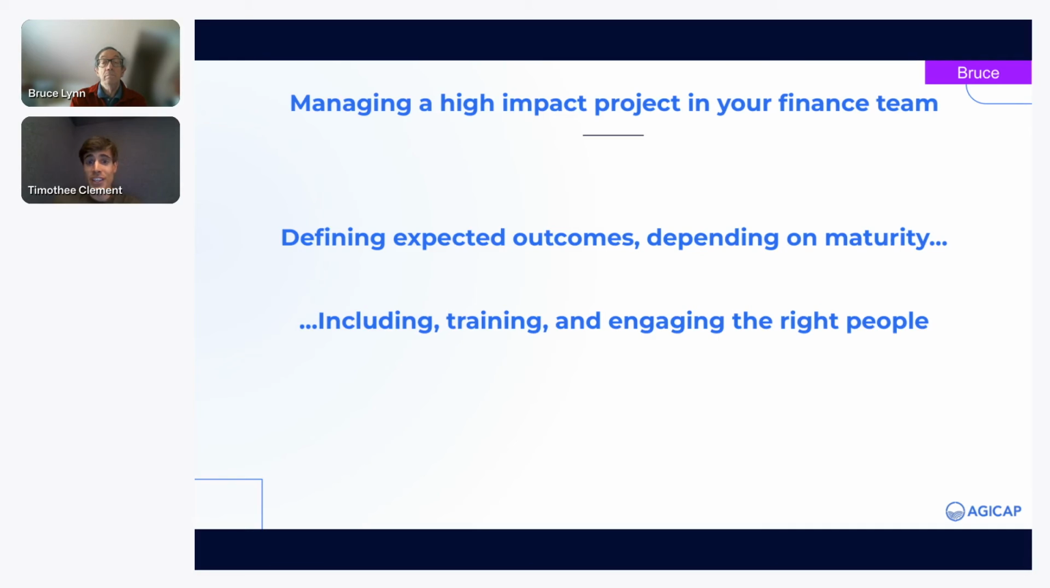Now, implementing a special purpose system, be it FP&A or cash flow, is also a high impact project that has a number of requirements. What are your views, Bruce, on this before we go to the Q&A?